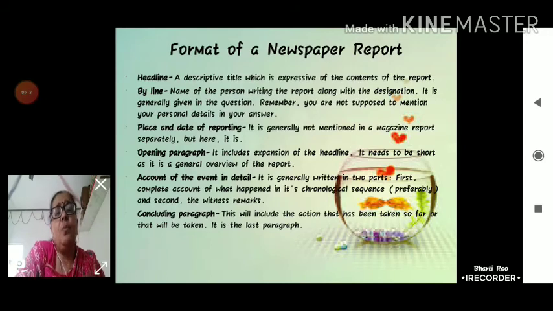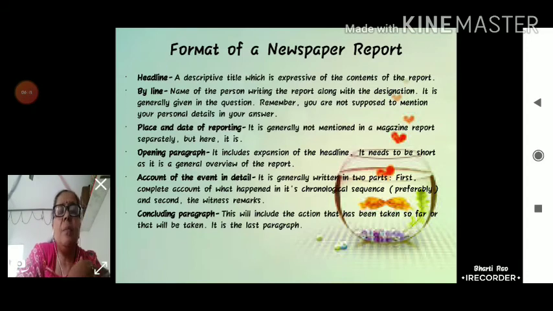Then comes your opening paragraph. The opening paragraph should be short and it should be the general overview of the report. जनरल ओवरव्यू मतलब कि जो आपका रिपोर्ट है उसका मेन क्या है वो आपको लिखना है. What has happened, if it is of any event or any accident, तो वहाँ आपने क्या विटनेस किया and all that. Then in your body part the account of the event should be written in detail कि उसमें क्या क्या हुआ. That will be written in 2 points.